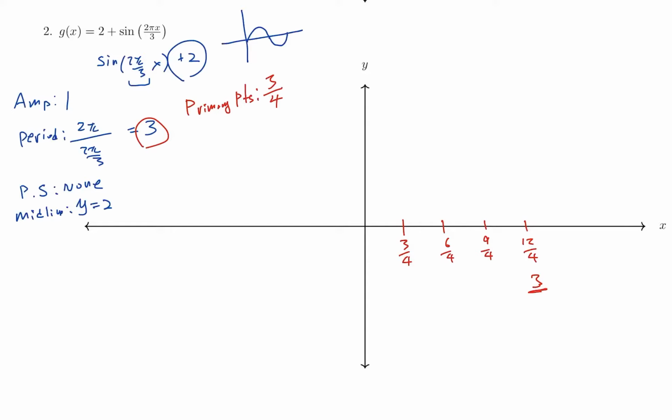Now let's label the y-axis: 1, 2, 3, 4, -1, -2, -3. Now here, the midline is 2. That means the entire function will get lifted up by 2. So we can think of this as the y-axis now. Sorry, x-axis.